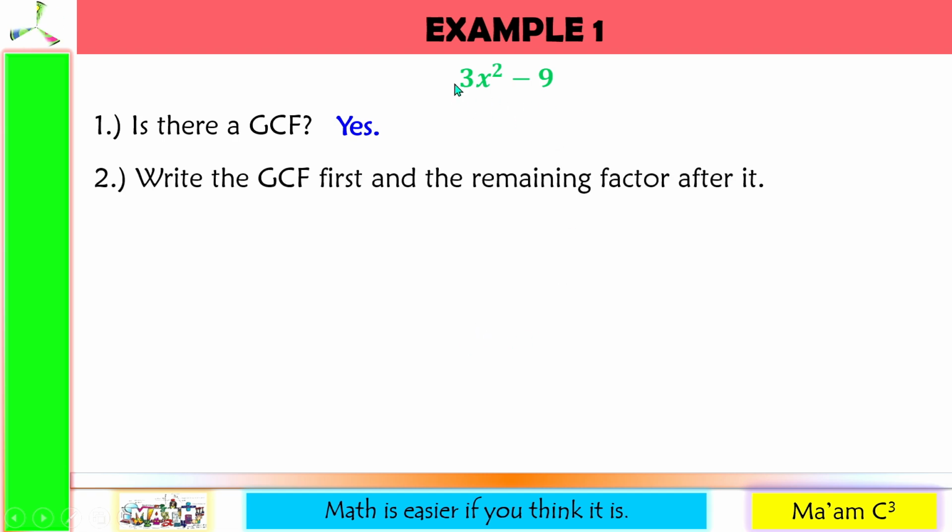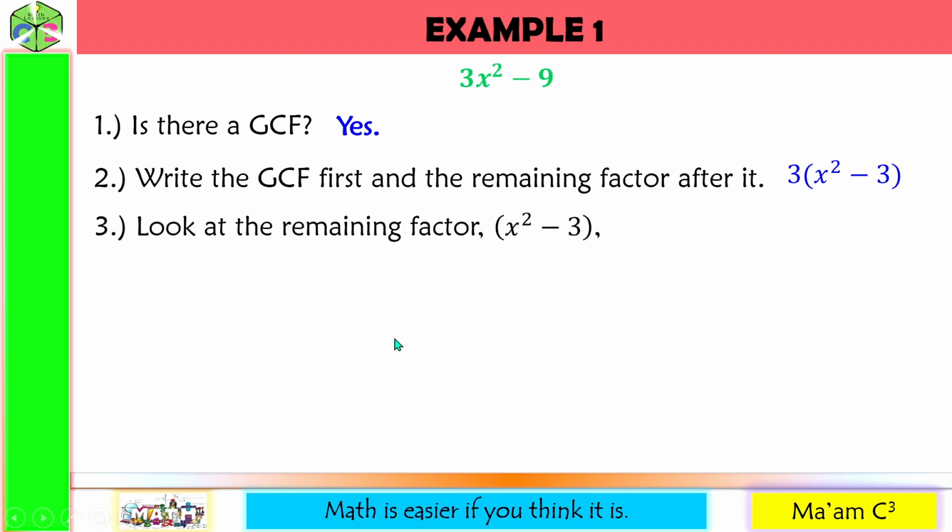The common factor of 3x squared and 9 is 3. So 3x squared divided by 3 is x squared. Negative 9 divided by 3 is negative 3. Here is the factored form of 3x squared minus 9.